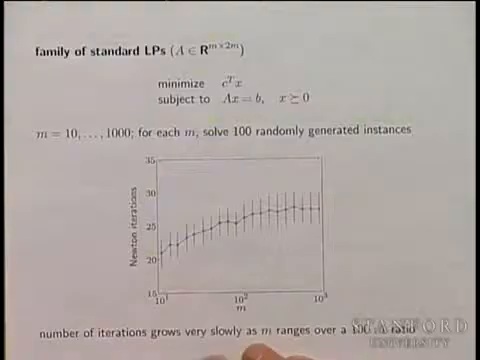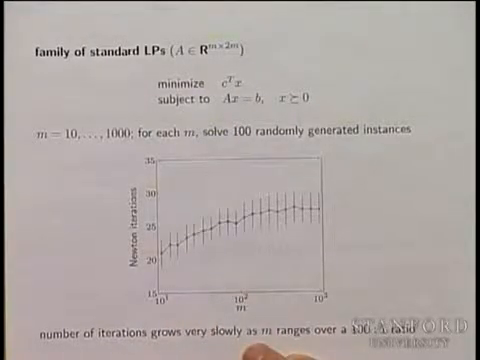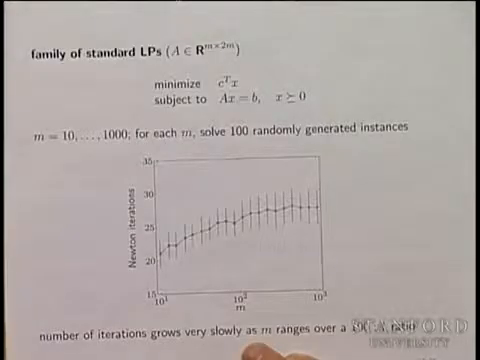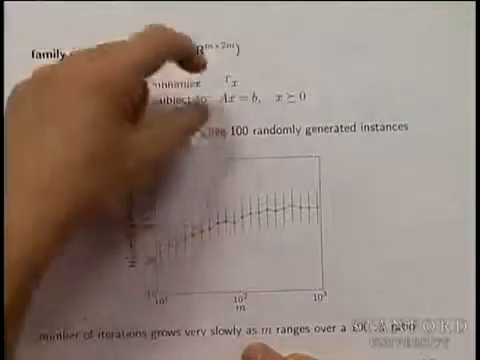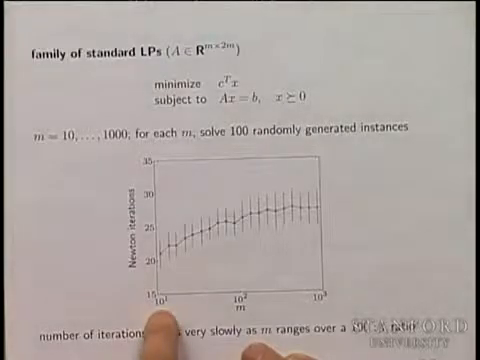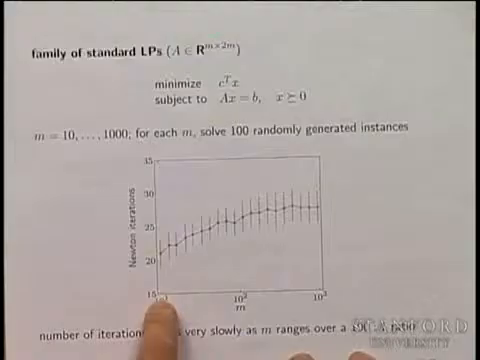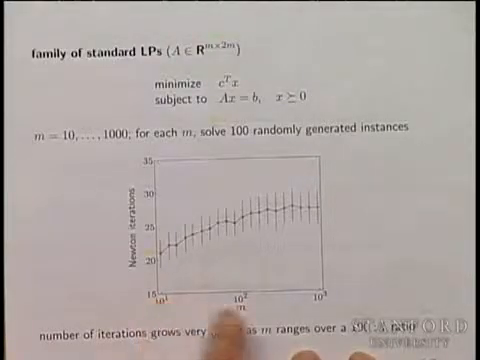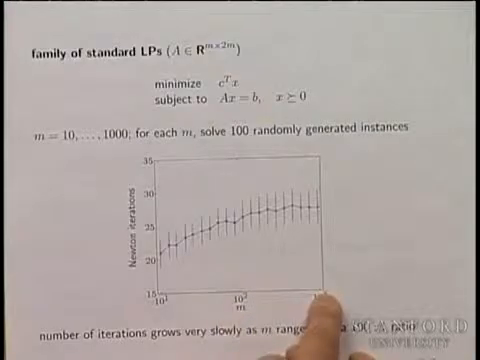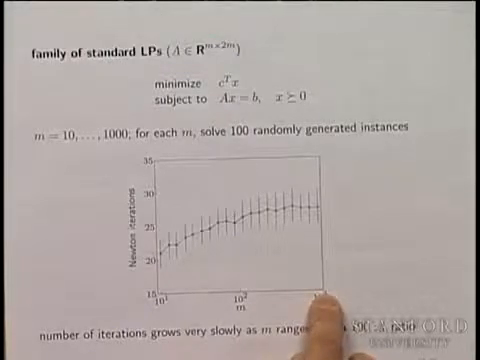Here's the number of, what is M? M is the, oh, A is an M by 2M matrix. So this is the number of constraints. The number of variables is twice this number. So that's 20 variables, 10 constraints, 100 variables, 200 constraints. Did I say that right? Yeah, I reversed those. Anyway, you get the idea. That's 2,000 variables, 1,000 constraints.